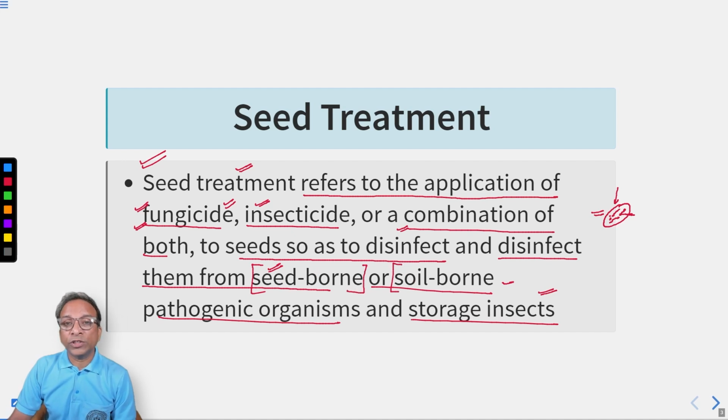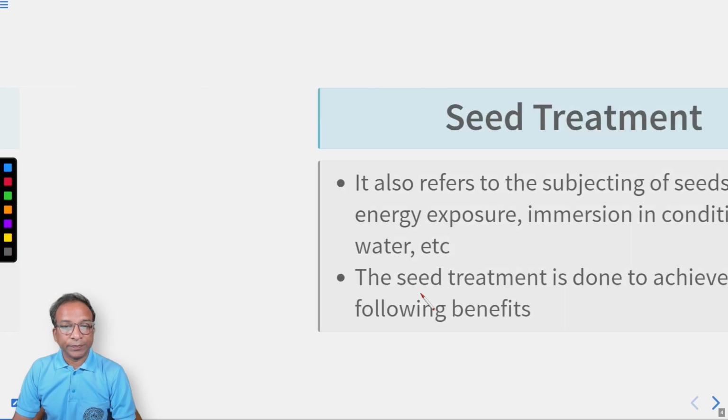There are many pathogens that are also present inside the soil. So when we treat our seeds with the different insecticides or fungicide, what happens? The fungi or the insects present inside the soil will not harm our seeds, right? In this way, we are controlling seed-borne and soil-borne diseases.